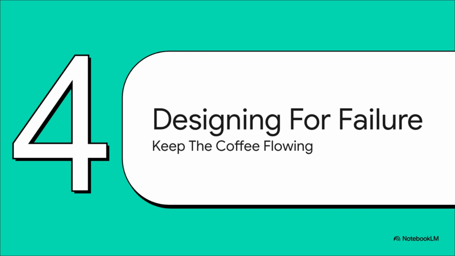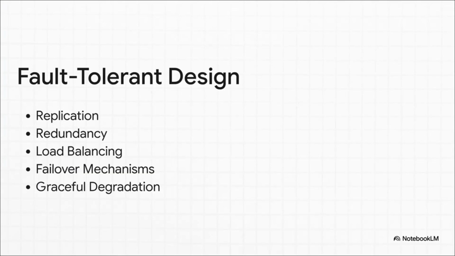So how do we build a coffee shop or an app that can survive a broken machine? To do this, engineers rely on a set of core principles. Things like replication, which means keeping multiple copies of important data, redundancy, which is having backup components ready to go, load balancing, which spreads traffic out so no single server gets overwhelmed, failover mechanisms that automatically switch to a backup if something breaks, and graceful degradation, which means the app might lose a non-essential feature, but it won't crash entirely.